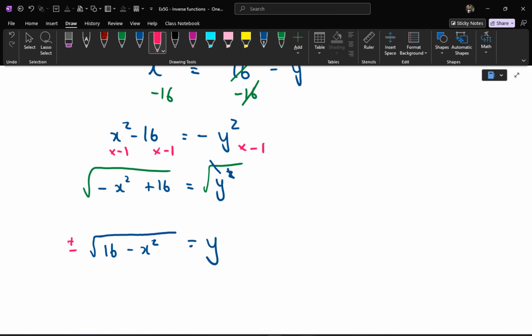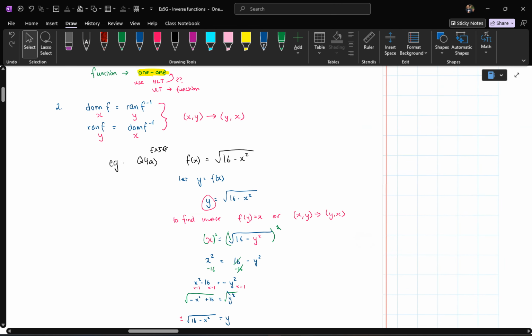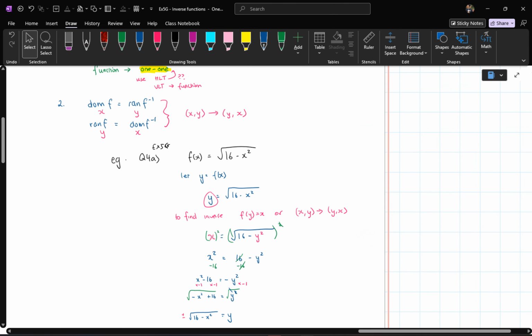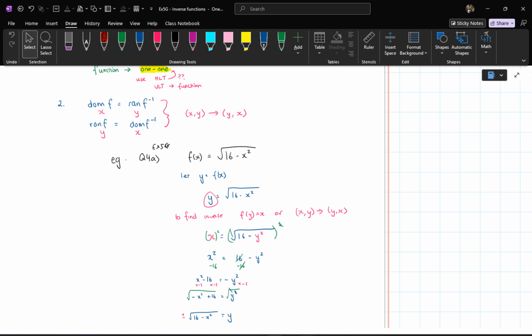And how do you know? Well, remember what I taught you just now. I said the how was you did the swap. You've got the function. You just don't know whether it's plus or minus. You have to use this property. The domain of the function, the original one, is equal to the range of the inverse, or the range of the original is equal to the domain of the inverse. You've got to find which one fits that property.